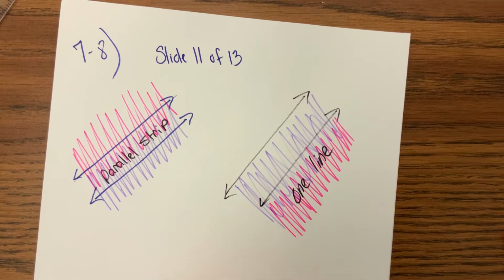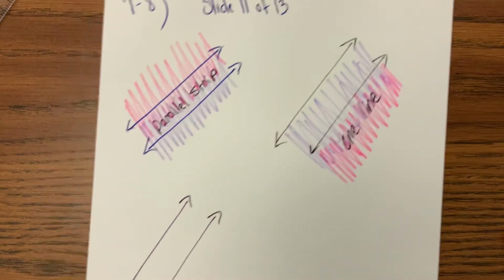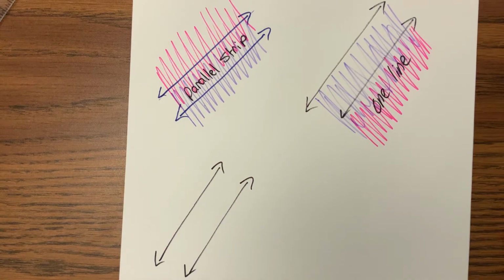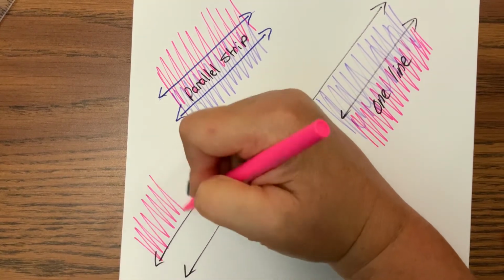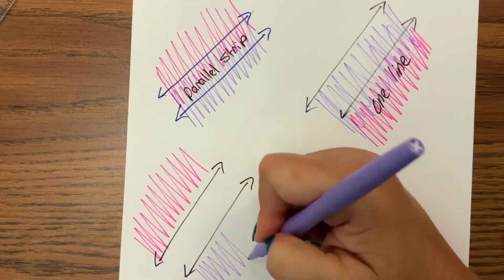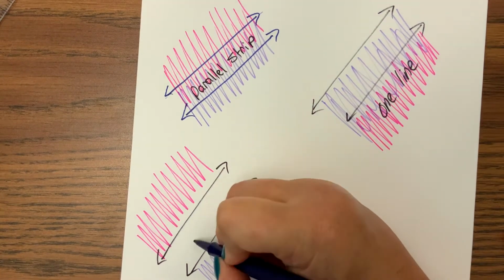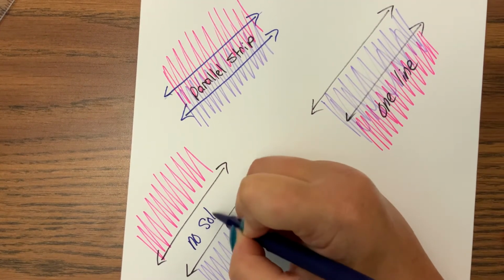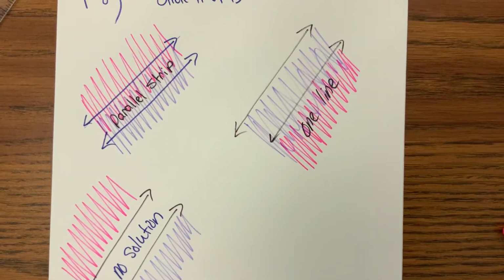All right, the last one is if we've got our two lines again, and this time the shading is greater than this one, but it's less than this one. So look what's happened. There's nothing that overlaps. So this one is actually a no solution. So those are our three types that you could see.